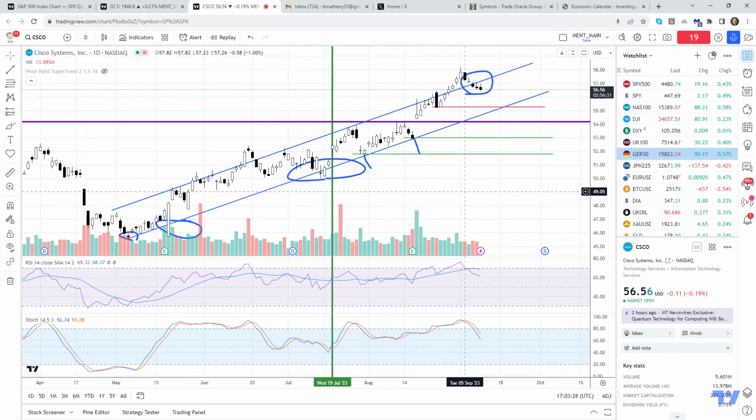And again, I'm running out. So this one we wouldn't want to trade, okay? We want to wait for it to come all the way down.